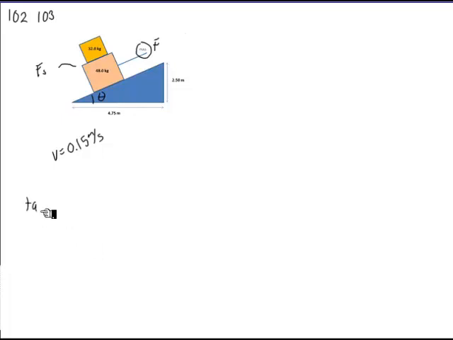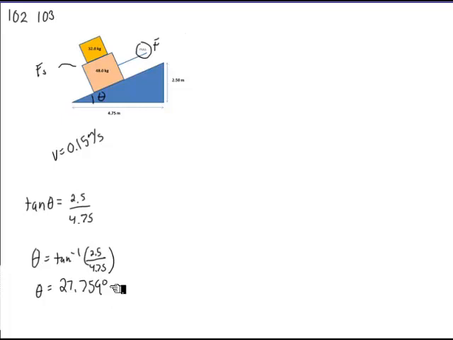So the tangent of that angle has to equal 2.5 divided by 4.75. So to find the angle, you can take the inverse tangent of 2.5 divided by 4.75. So do that very quickly. Make sure your calculator's in degree mode. And I get 27.759 with a little bit of rounding. Okay, so I'll just refer to that angle as theta for the rest of the problem.